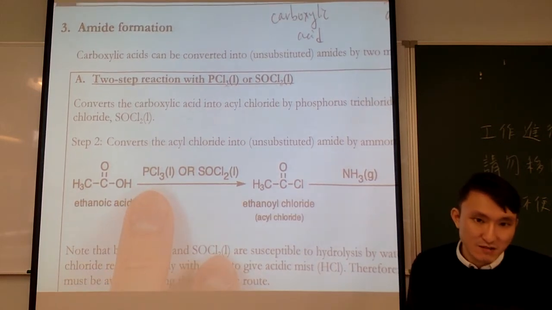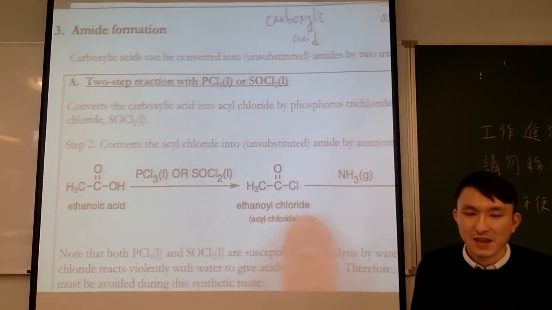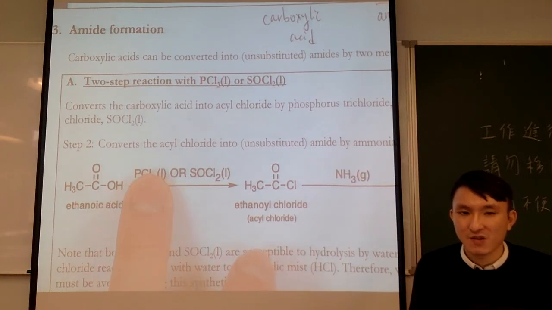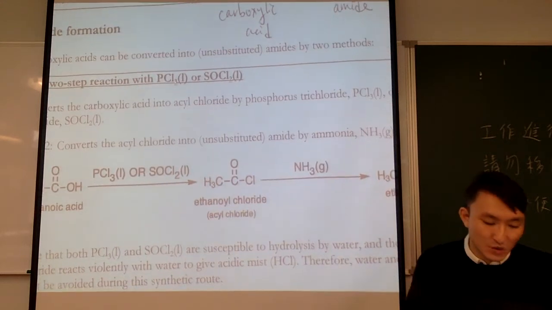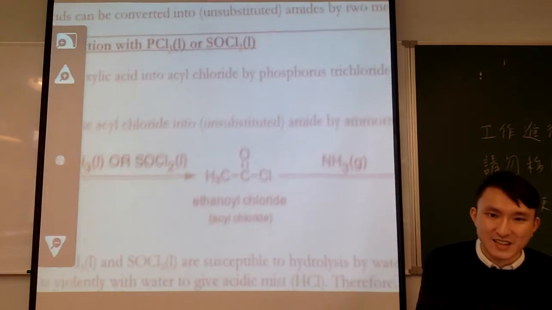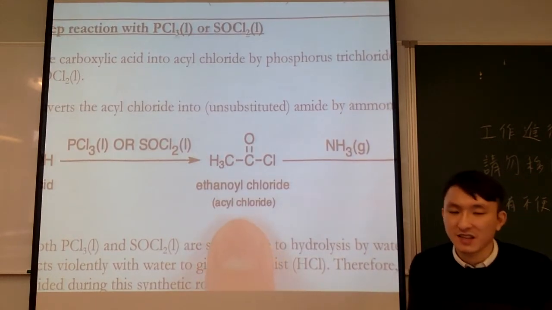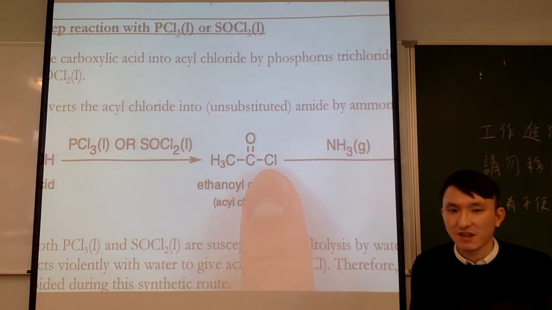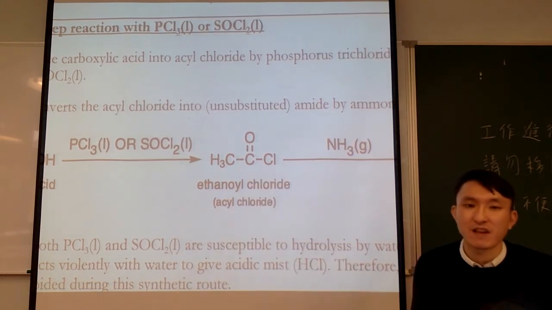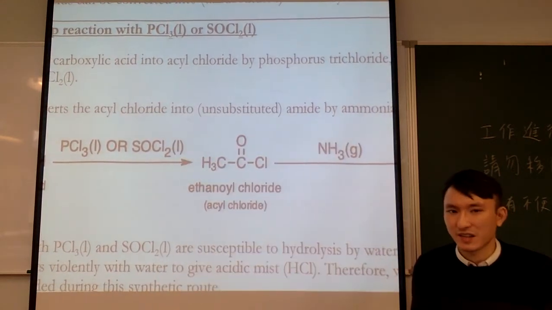Now, if we use PCl3 to react with ethanoic acid, it will form something that looks like this. Basically, a substitution reaction, Cl substitutes the OH, forming C=O with Cl. This is what we call ethanoyl chloride, which belongs to the homologous series acyl chloride. The homologous series itself is out of the syllabus, but all you need to know is that this functional group is very, very reactive. So this one is quite dangerous.